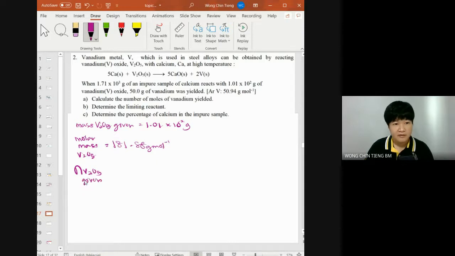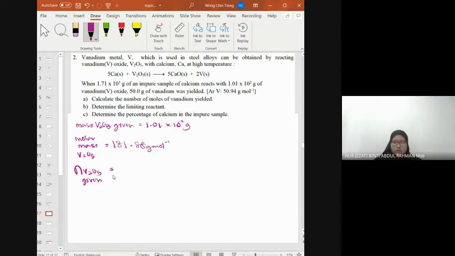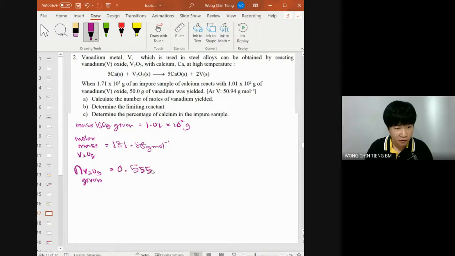Alright, given ya. Masih given sebab kita masih ambil dari soalan sahaja. So you have 1.01 times 10 to the power of 2. Number of vanadium oxide given? Anybody yang dah kira? Izzati? 0.5553 mole. Thank you. 4 decimal places. Perfect. Dah ada yang tu.